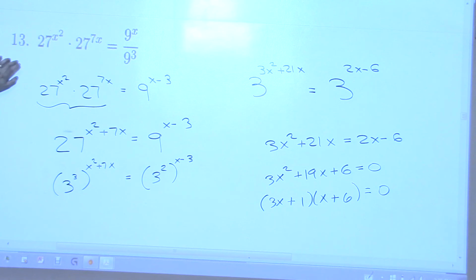Exponential or logarithmic? Exponential. You don't necessarily need to check your answers with exponential. You have to be careful with logarithmic ones, because remember, the domain of an exponential is all real numbers, so there's not going to be a problem of not being able to plug something in.